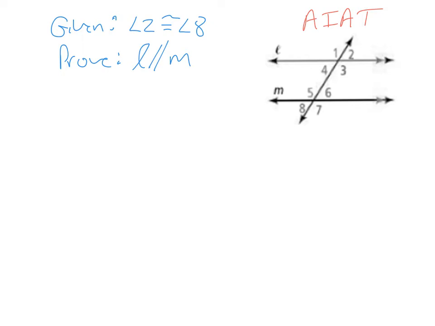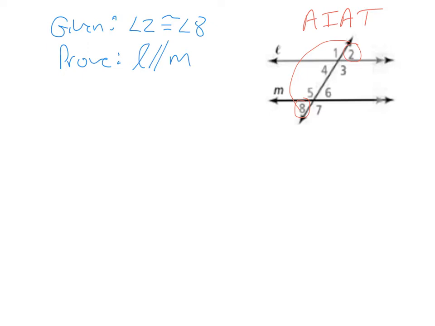So what I do know, I'm just going to draw a little bit on my picture. I know that they tell me at the very beginning that 2 and 8 are the same. So I have a connection there. They are exactly the same. So you need to think a little bit about how 2 and 8 are related to our alternate interior angles. And there's a couple ways to do this, but I do think one way is much easier than the other.